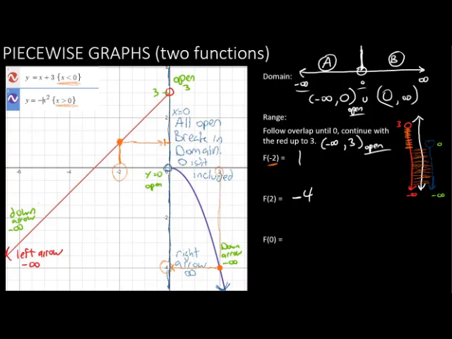If you're asked for f of 0, we'll look for x equals 0 on the graph. Notice that at 0, we have only open circles. The red is open and the blue is open. Anytime you have all open circles, we can say there is no y value, and f of 0 would be does not exist, or DNE.